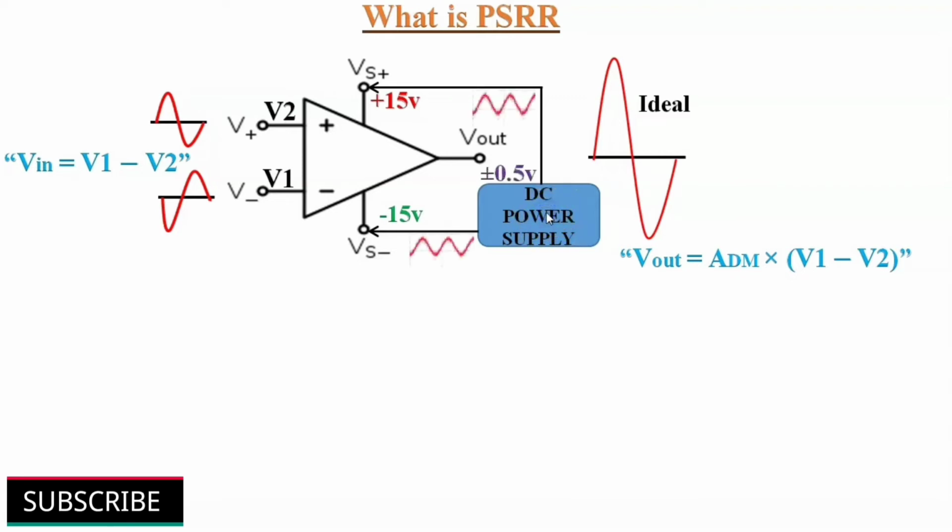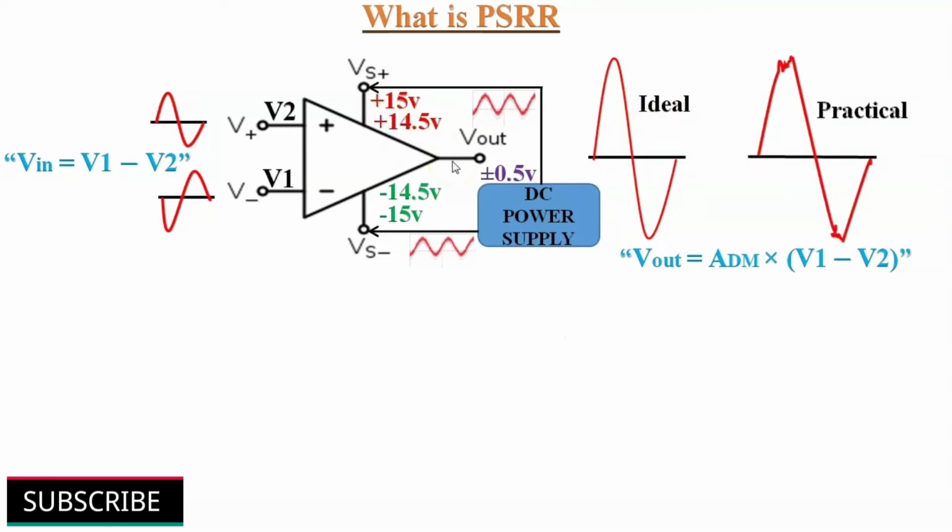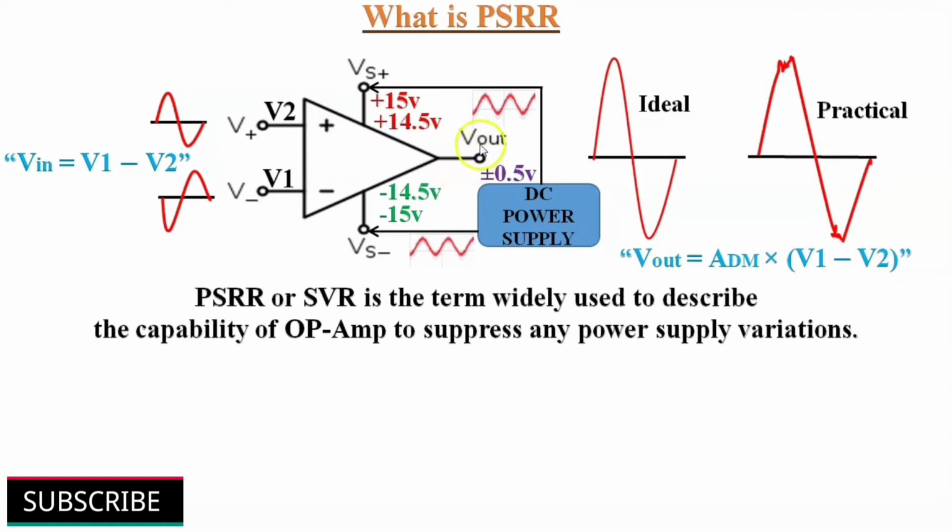If this DC power supply has a ripple or noise of plus or minus 5 volt in its peak output voltage, the op-amp's power supply will get distorted. In practical conditions, due to the noise in the power supply, our output also gets distorted. Power supply rejection ratio or supply voltage rejection ratio is the term widely used in operational amplifiers to describe their capability to reject or suppress any power supply ripples or variations in their output.